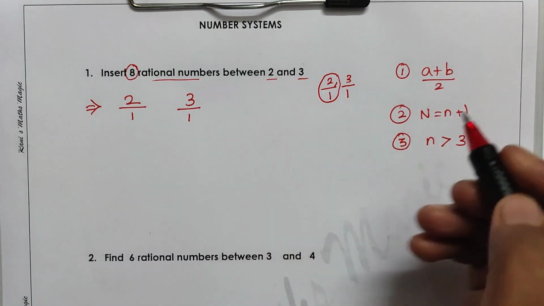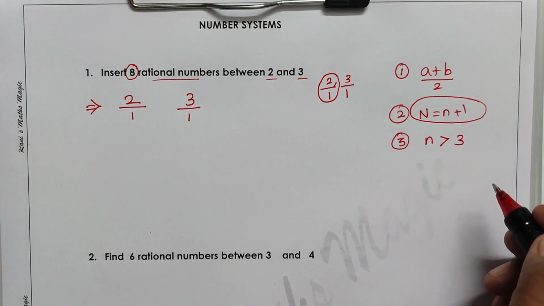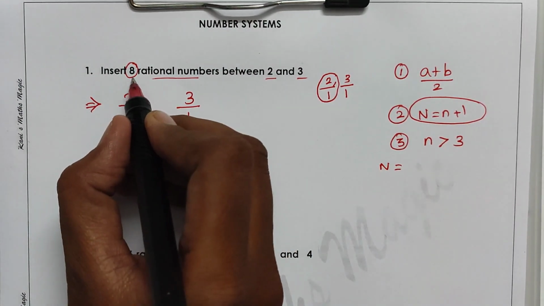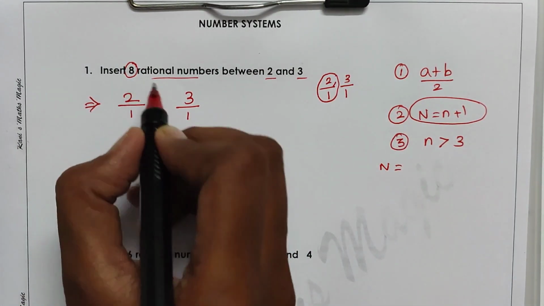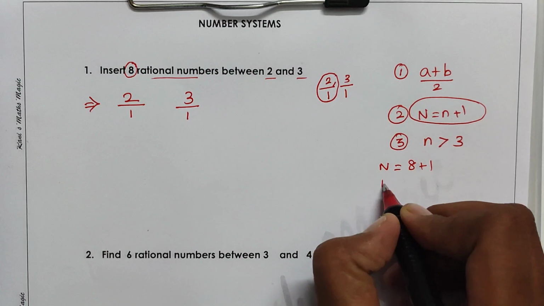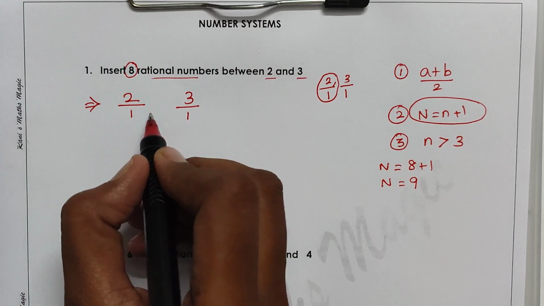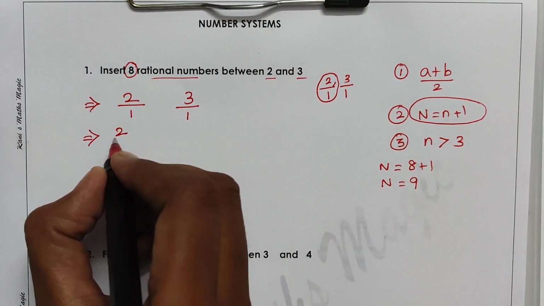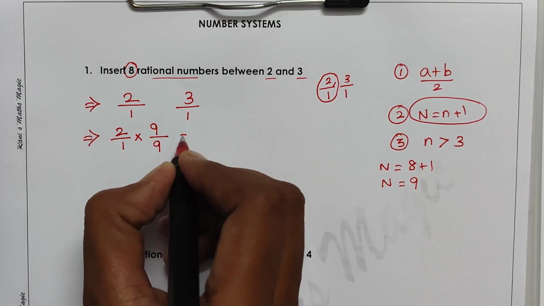Next, we have to find 8 rational numbers between these two numbers. Among these three methods, I'll suggest N = n + 1. Here small n is the number of numbers we have to insert between these two numbers. If it is 8, I'll place 8 plus 1, so the capital N becomes 9. So I am going to multiply and divide by this 9. For 2/1, I am going to multiply by 9 and divide by 9.